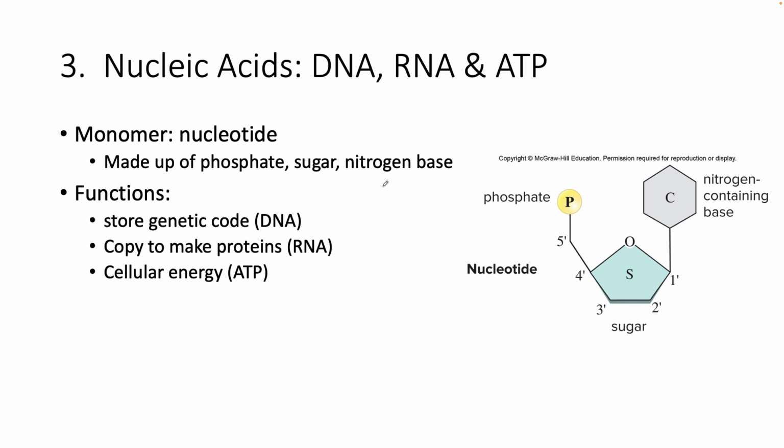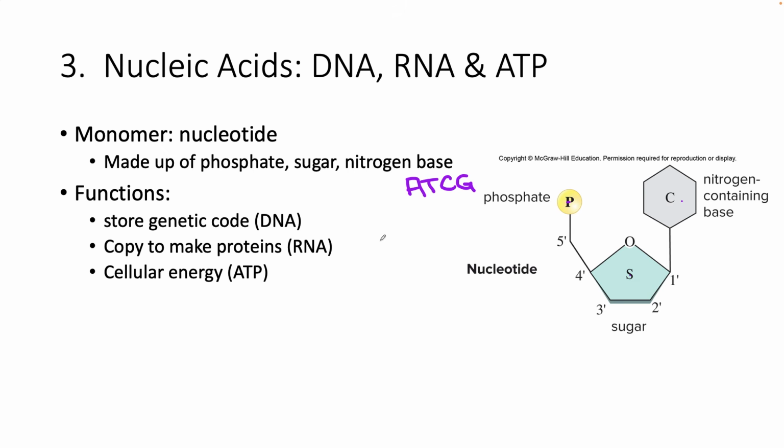Okay, let's talk about our third type of macromolecule, nucleic acids. So the monomer of a nucleic acid is a nucleotide. A nucleotide is shown over here. It's made out of a phosphate, a sugar, and a base. If you've taken biology before, you might remember the A, T, C, G. Those are the nucleotides. There's 4 of them.